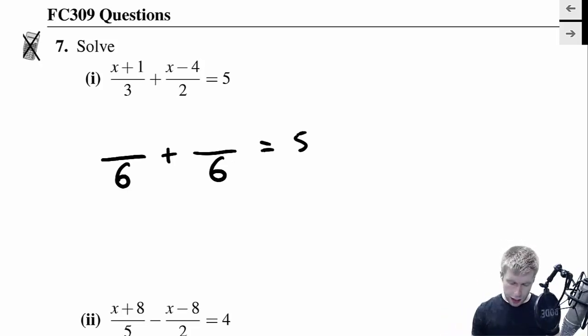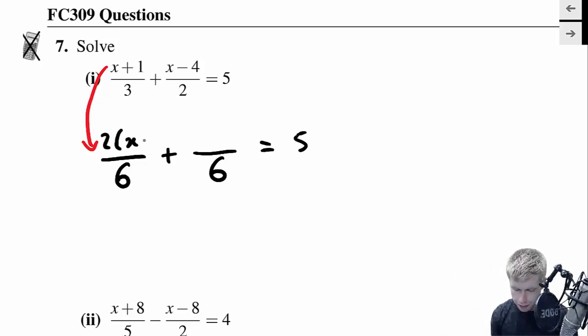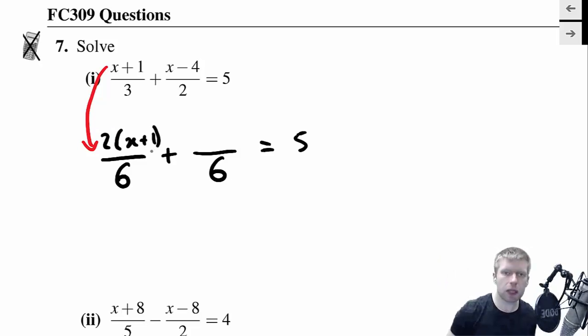Now let's think. What have I multiplied that first fraction by in order to get a 6 on the denominator? I must have multiplied it by 2. But just be careful, I need to multiply the entire numerator by 2. So you might be able to do this in your head now, but I'm just going to write it as 2(x + 1). Remember to put it in brackets because it's the entire x plus 1 multiplied by 2.